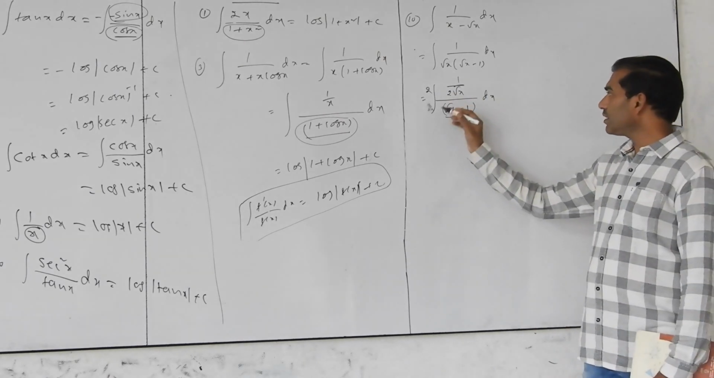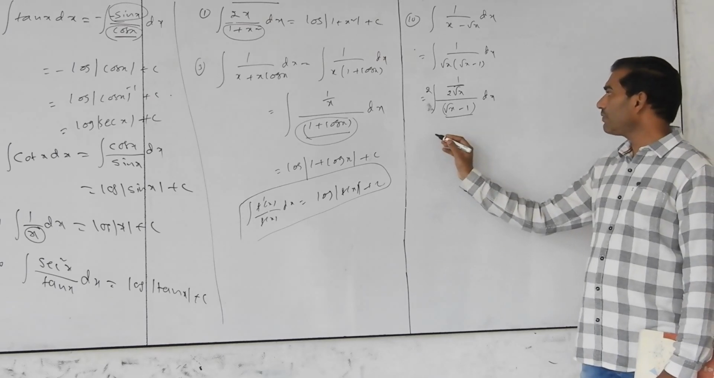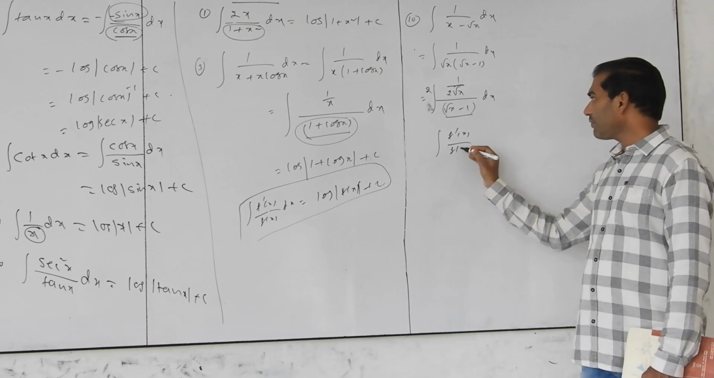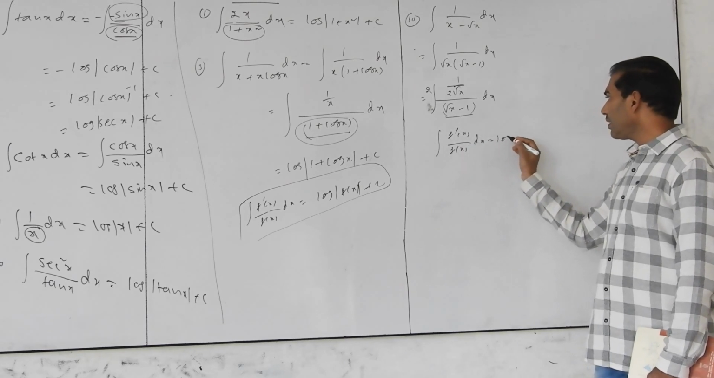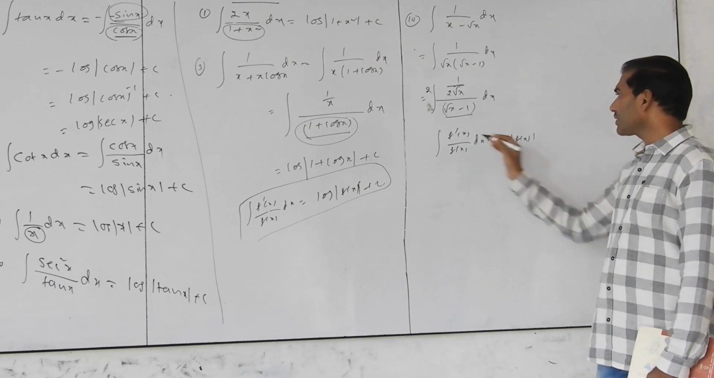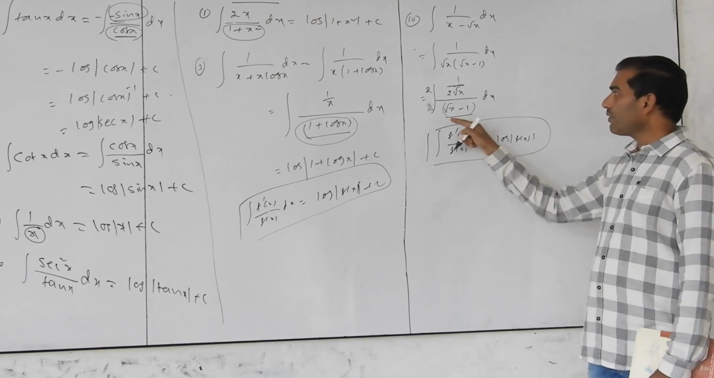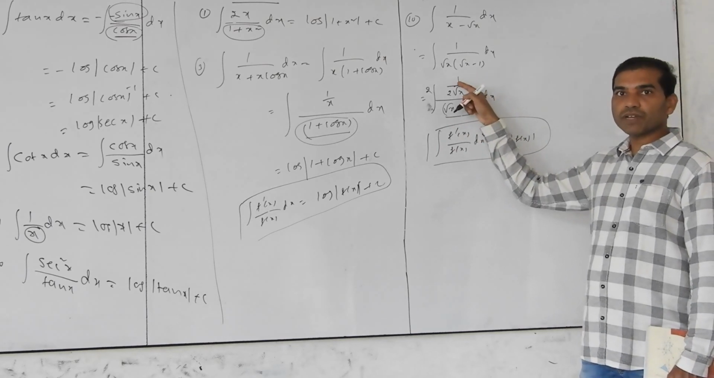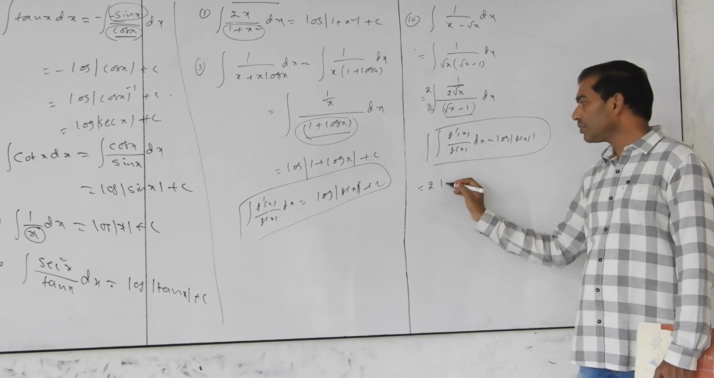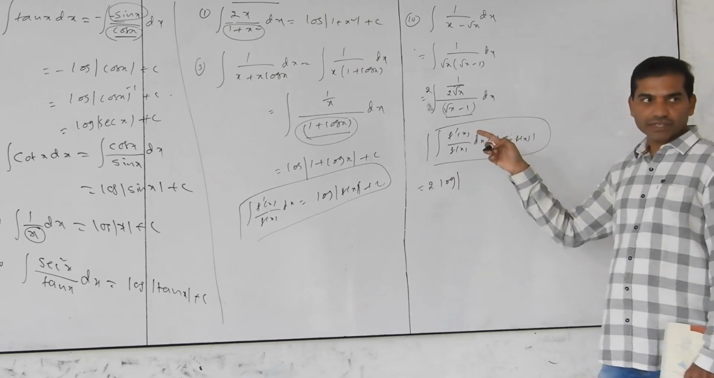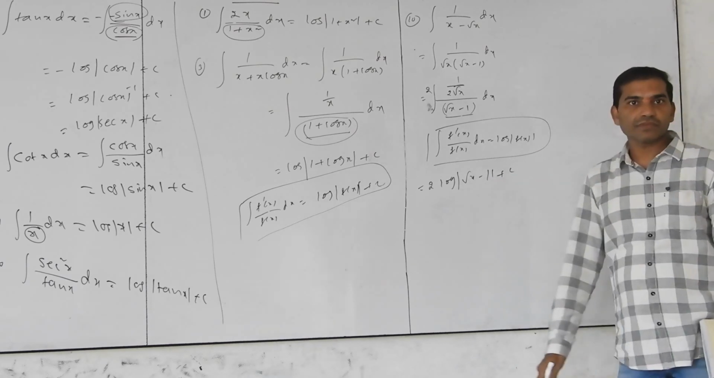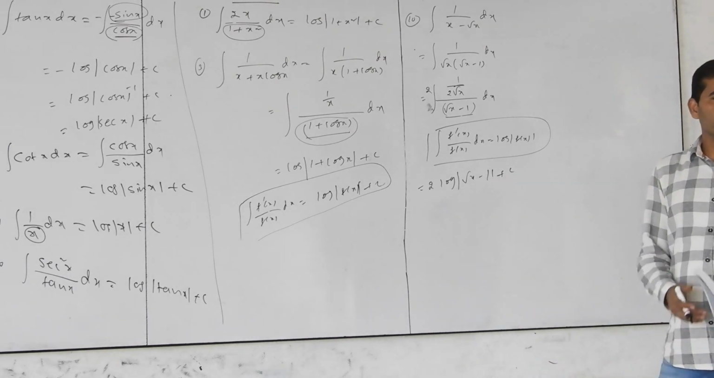Now this is in the form of f dash x by f of x dx, for which the formula is log of f of x. So this is f of x, and this is f dash x. The derivative of f of x is there in the numerator. So the answer is 2 into log of f of x, that is, log of root x minus 1. Understood?